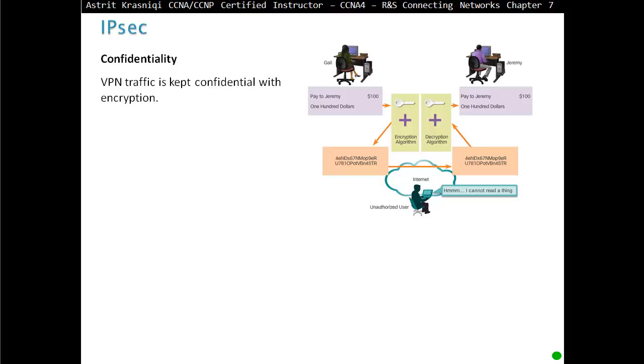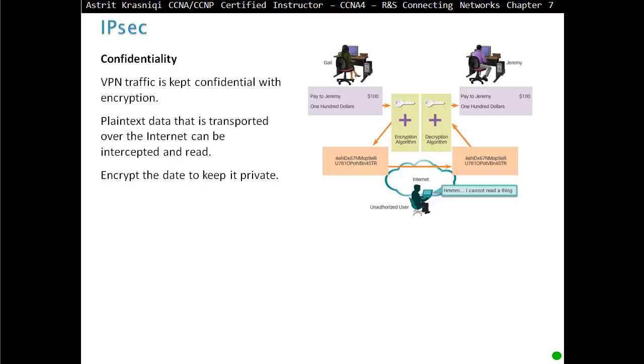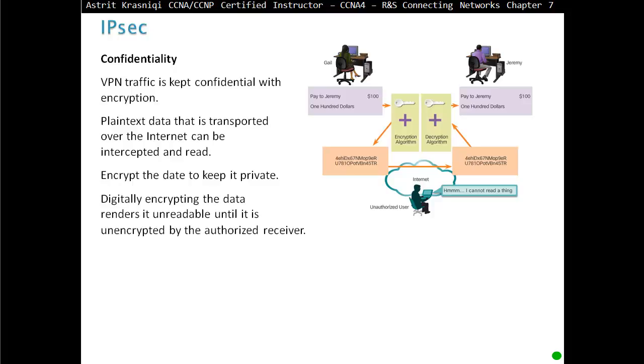So, confidentiality: VPN traffic is kept confidential with encryption. Plain text data that is transported over the internet can be intercepted and read. So we encrypt the data to keep it private. Digitally encrypting the data renders it unreadable until it is decrypted by the authorized receiver. It should be decrypted only by the authorized receiver.